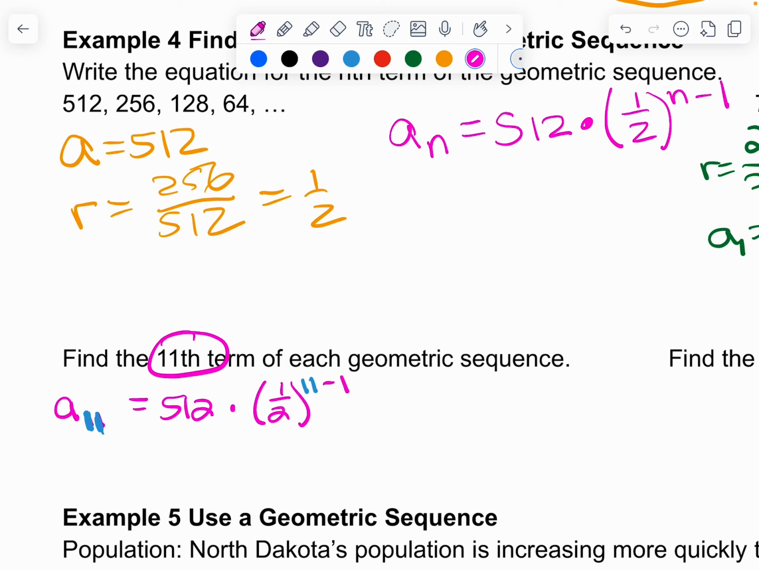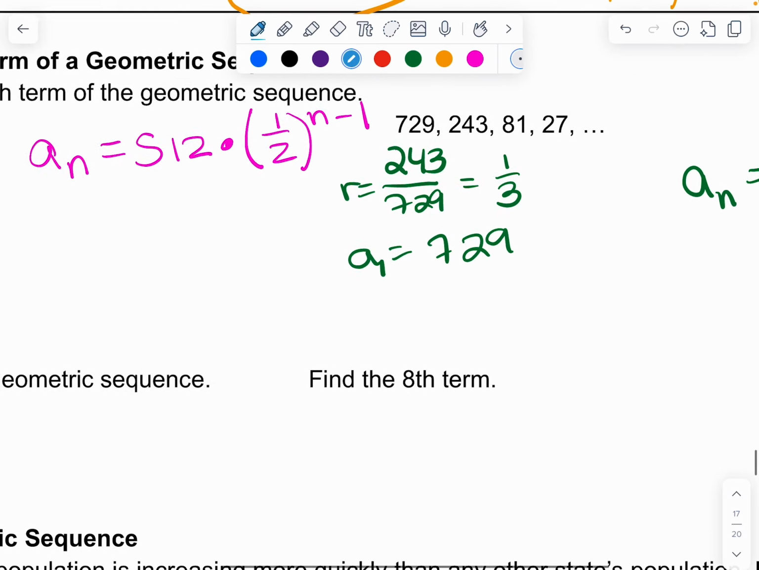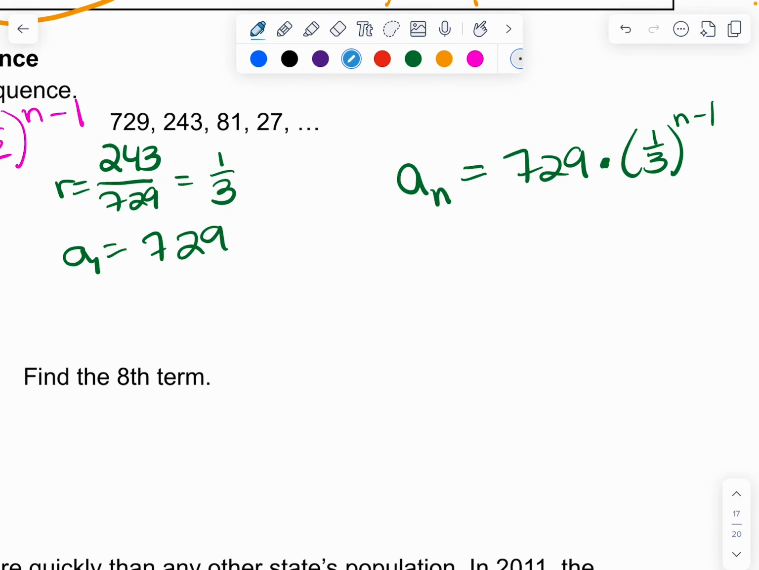So I'm going to put that into my calculator. 512 times 0.5 raised to the 10th power. And I get, oh, interesting. A sub 11 equals 1/2 raised to the 10th power times 512. Yep, both ways I did it. Comes out to 1/2. This one, it wants the 8th term.